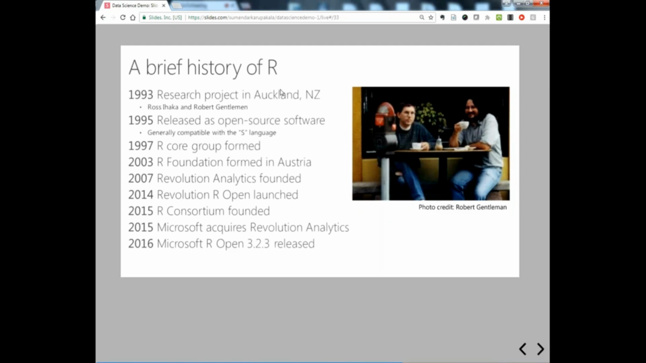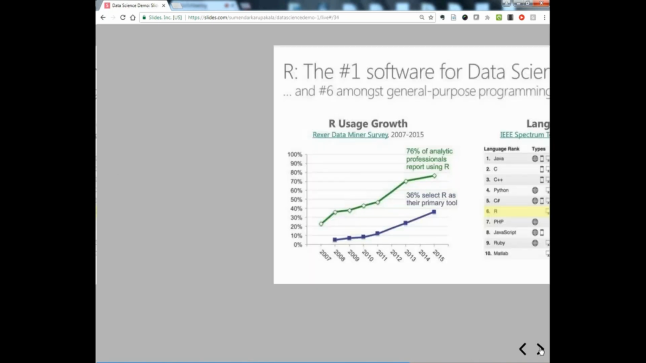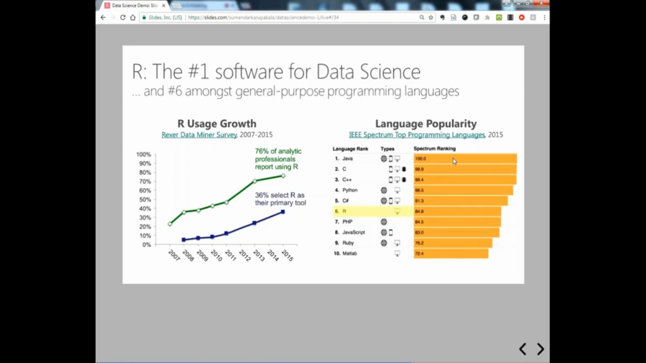So this is a typical history of R, where it started and how it is going. And these are the two persons actually behind the invention of the R program. And right now, this is from last year, 2015, the IEEE Spectrum top programming languages, the popularity of the language. Right now it is in the fifth place, whereas earlier it was in the sixth place, compared to other programming languages.